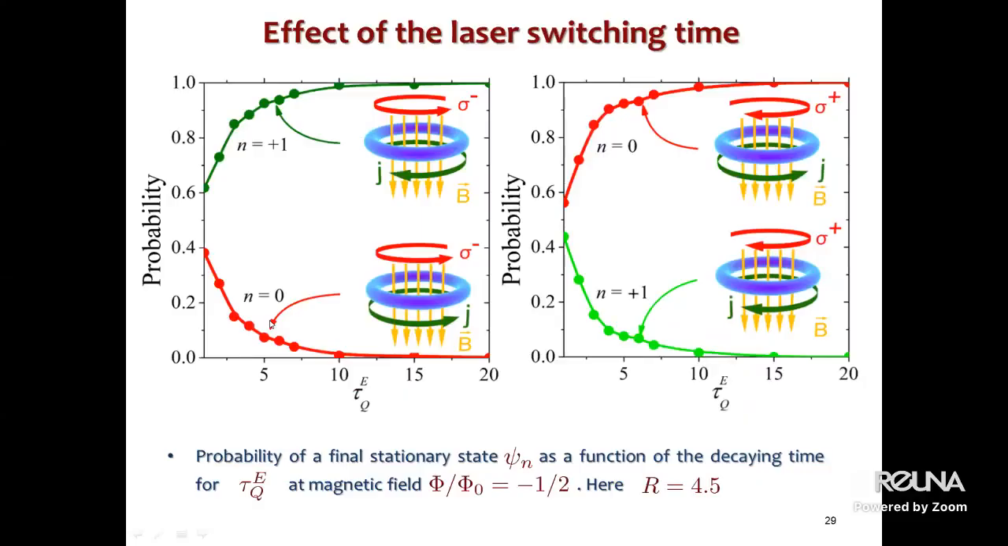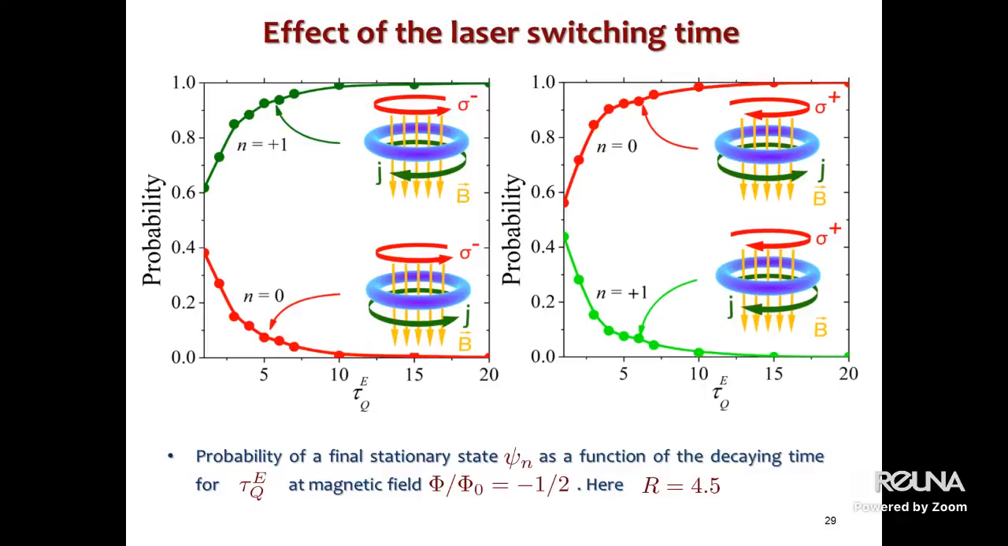Okay, here are the results. Here the probability of the final stationary state is shown as a function of the characteristic decay time. Clearly, the final superconducting state is determined by the helicity of radiation. Here it's counterclockwise, here clockwise. In the right panel we use one polarization, and in the left another. We see almost 100% probability for slow switching times. When the switching time is fast, the probability is rather small, but it approaches 100% for slow switching times.